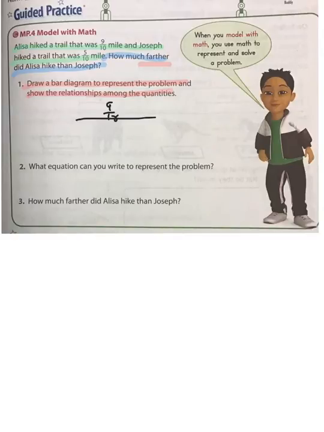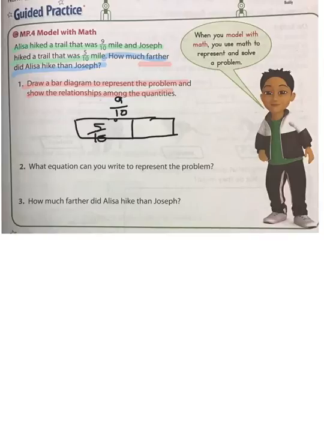Let me write that a little bit better for you so you can see it easier. It's kind of hard with this pen. So I have 9/10, okay? Since this is a subtraction problem, the biggest number goes on the top. We know that Joseph went 5/10. So we need to find this amount right here.